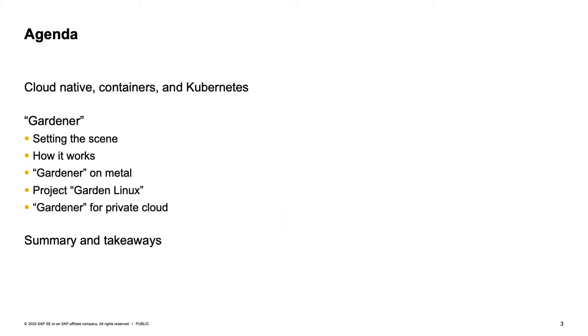Okay, coming to the agenda. I will start with an introduction on cloud native containers and Kubernetes and explain why that approach is so revolutionary and why it's changing how we run software today. I will then go into a deep dive with Gardener, explain how it works, and then present 3 projects that we're running as part of the Gardener project, which are Gardener on Metal, Garden Linux, and Gardener for Private Cloud. And I will close with a short summary and takeaways.